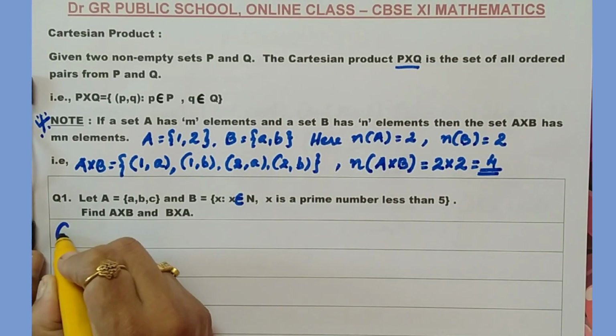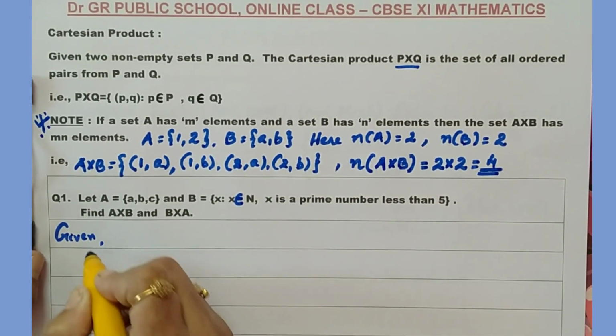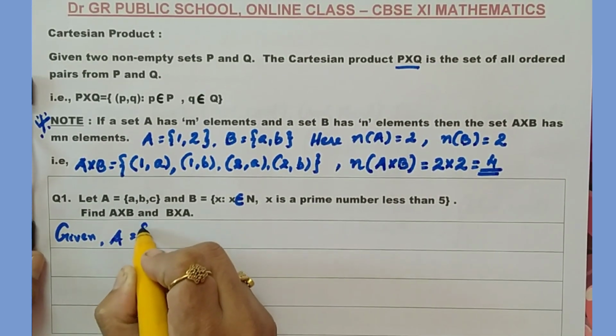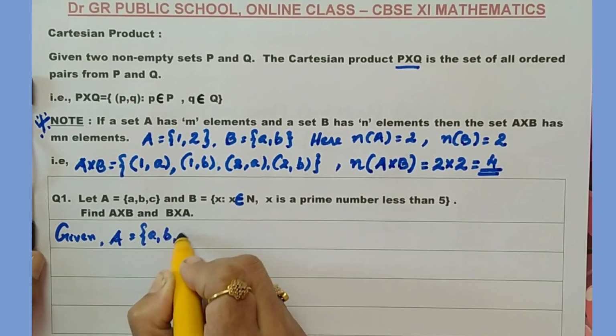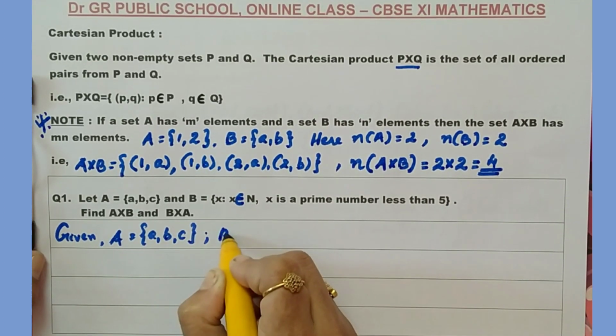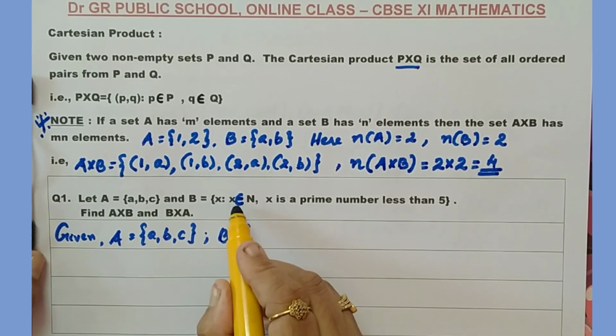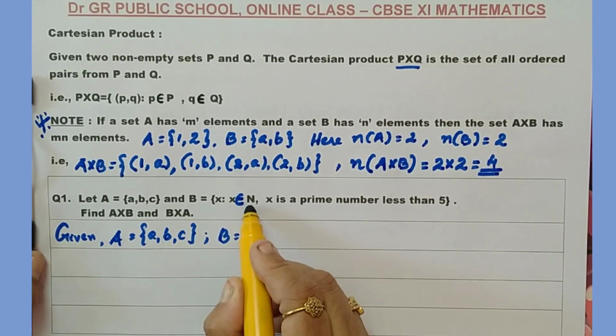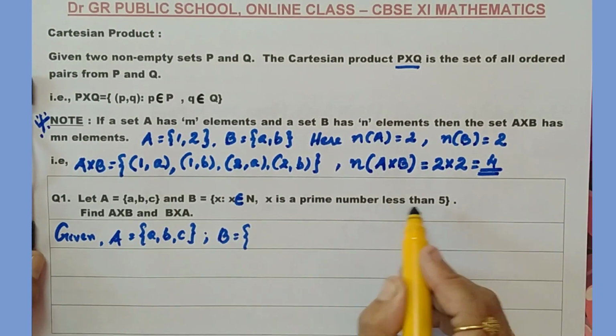At first we can write the given sets. What is given for you? Given A equals the set {a, b, c} and B equals the set of all natural numbers x. The condition is that x is a prime number less than 5.